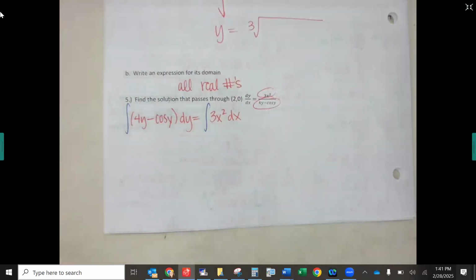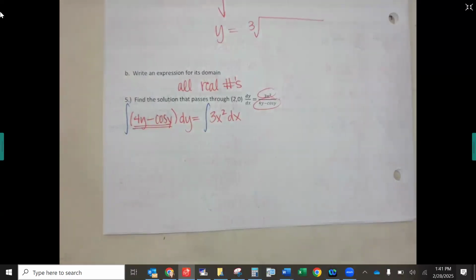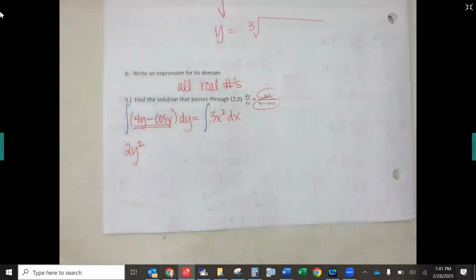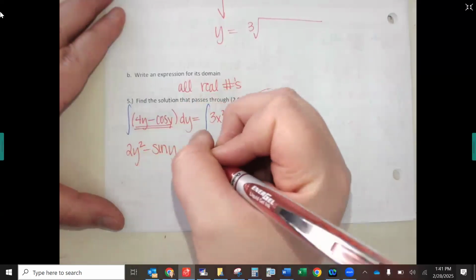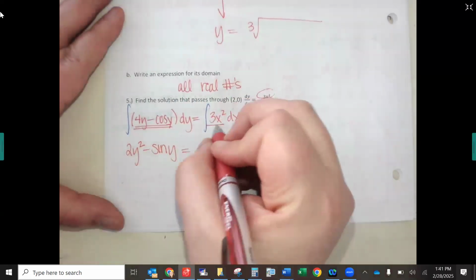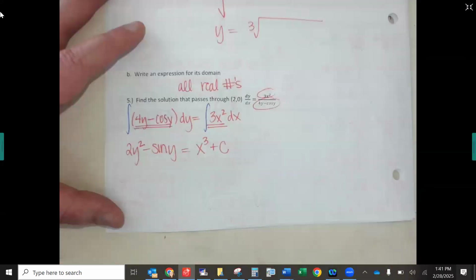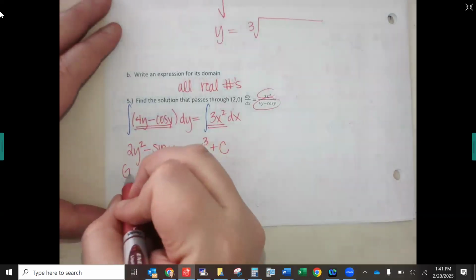4y minus cosine y. What's the antiderivative there? Go one term at a time. 4y first: 2y squared. And then for your negative cosine, think snow cone. You're at the bottom of the ladder, you're going to go up 1. What would that put you at? Negative sine y. And then on the other side, I have a 3x squared. What would that go to? x cubed plus c. Now, in this case, there is no way for you to get y by itself. This is still considered a general solution.